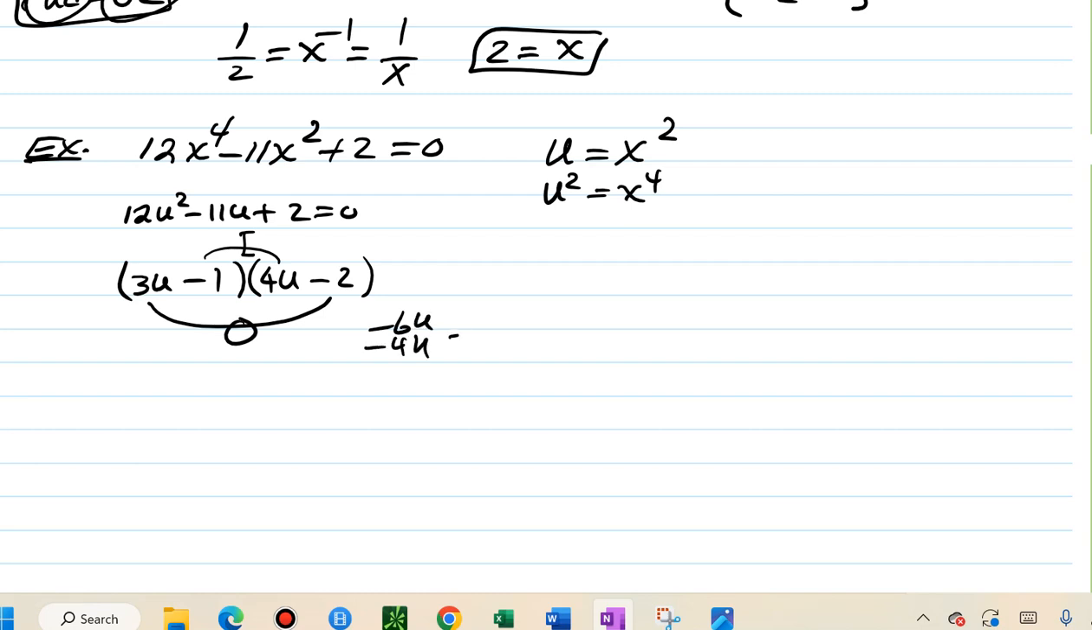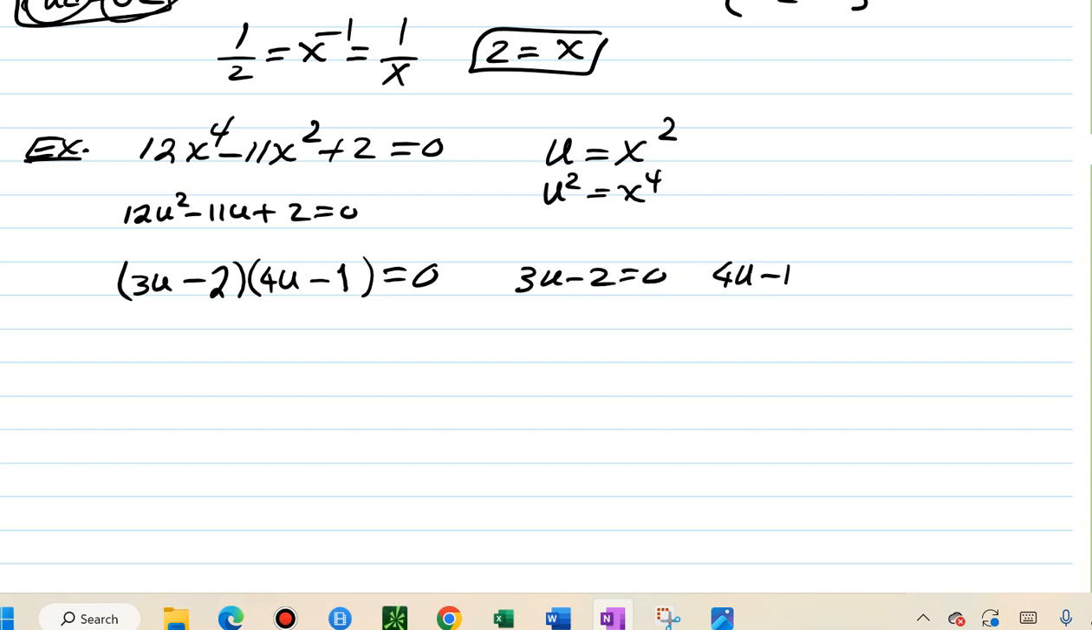-6u, -4u is -10u. I have -11 in here. That didn't work. Let's change. It's close. I'm just going to make this 1 and make this one 2. That should work. 8 and 3, 11. Perfect. Yeah, and that's the factored form. Therefore, 3u minus 2 could be 0, or 4u minus 1 may be 0. And these you can solve. They're linear equations. Add 2 and divide by 3. Add 1, divide by 4.